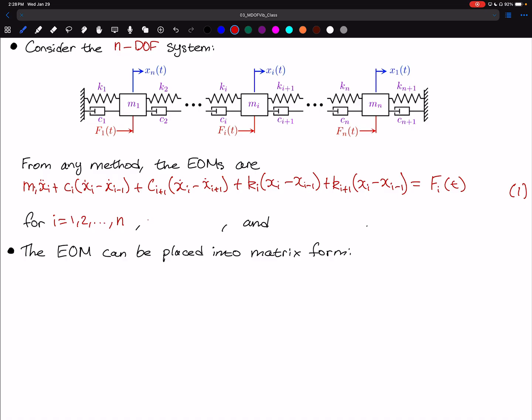And here we'll have x_0 of t being defined as 0. So just so you're aware, the motion of this ground, this is x_0 of t. So it's 0 by definition. And then also x_{n+1} of t is also defined to be 0, which is the motion of the ground on the far right.